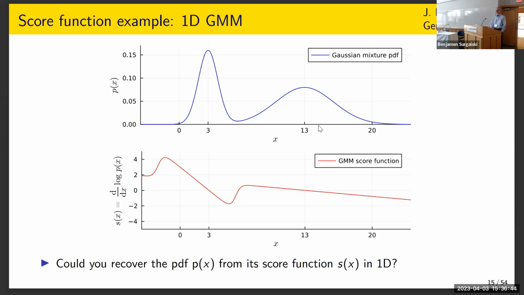Okay, if this was a class, I would have an interactive question at this point. You'd get out your clickers, and I would say, can you recover the PDF from its score function in a one-dimensional example like this? So no clickers, but anybody want to answer? If I give you the score function of a distribution, can you recover the distribution in 1D?